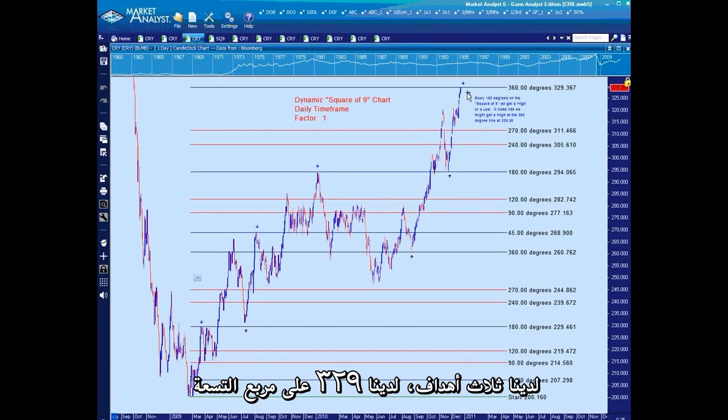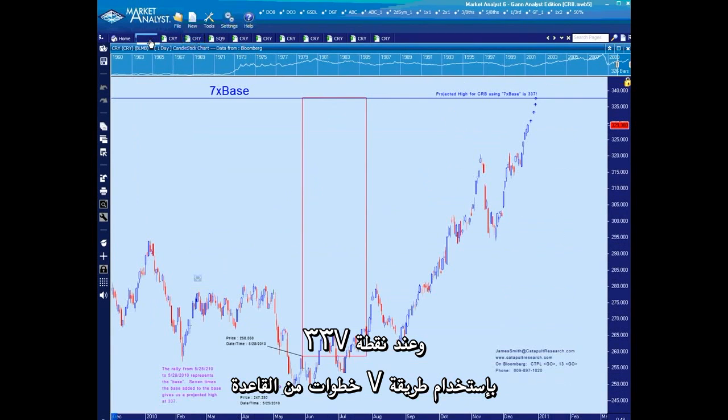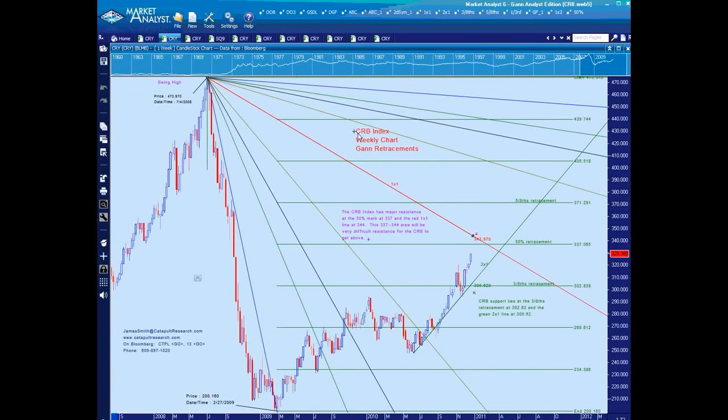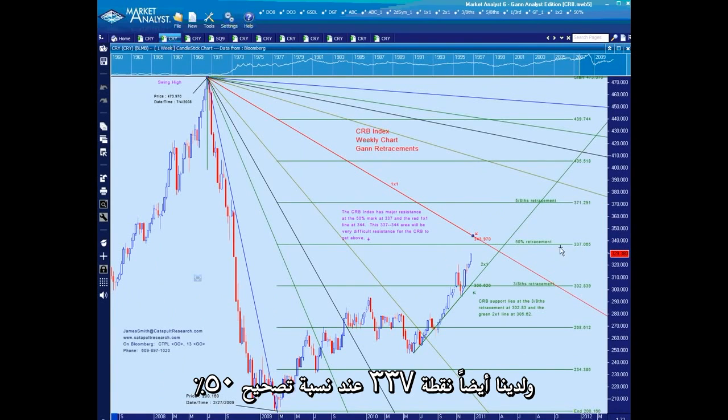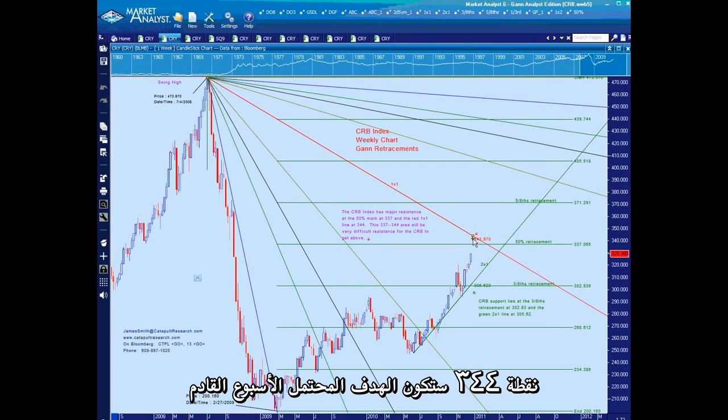Now we have 4 targets. Well, 3 targets. We've got 329 on the square of 9. We've got 337, if you recall, 337 using 7 times the base. We also have 337 as a 50% retracement. And we have 344 next week. That changes each week. It's going to drop a point. But 344 next week would be a possible upside target for this rally.